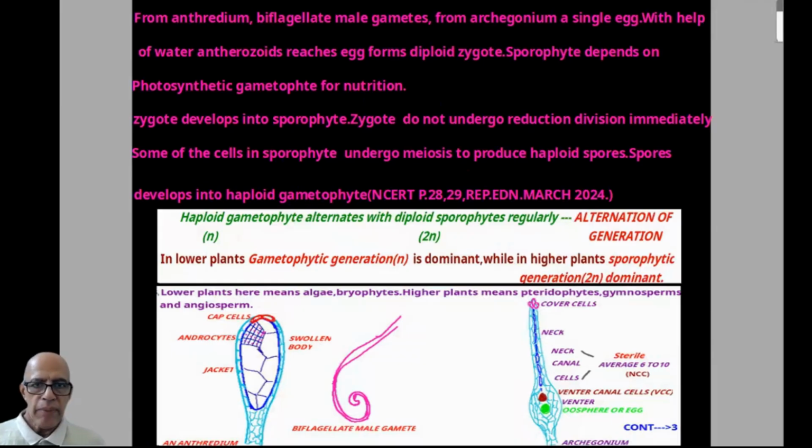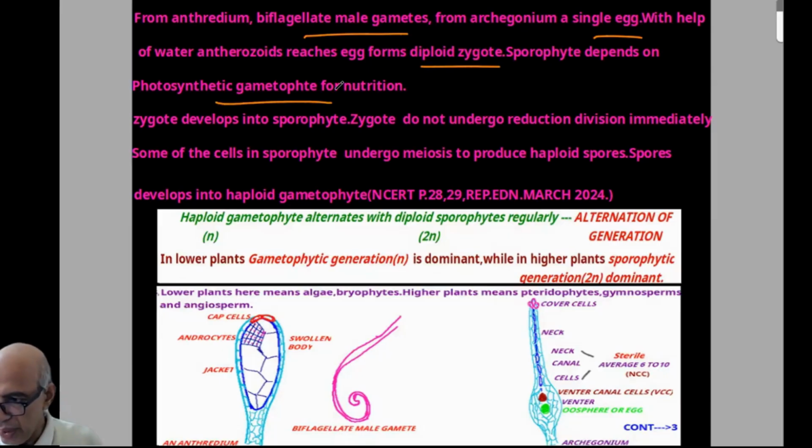Okay. From Antheridium, we are discussing here biflagellate male gamete. That is why bryophytes require water for completion of their life cycle. So they are often called true amphibians of plant kingdom. From Archegonium, a single egg. With the help of water, antherozoids, male gametes, reach the egg. So the biflagellate male gamete swims through water and reaches the egg and forms diploid zygote. Egg is N, and zygote will be 2N. Sporophyte, that is diploid structure, depends on photosynthetic gametophyte for nutrition. So that shows gametophyte is predominant in bryophyte. Sporophyte has to depend on gametophyte. I think it is clear.